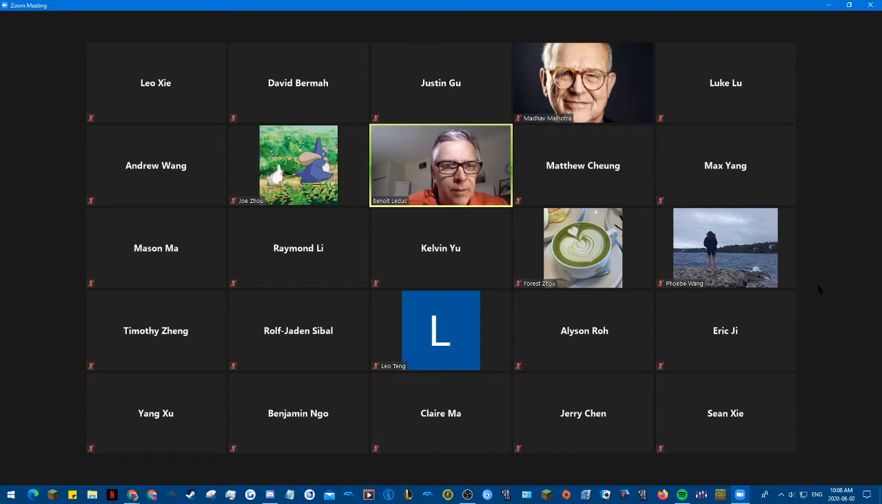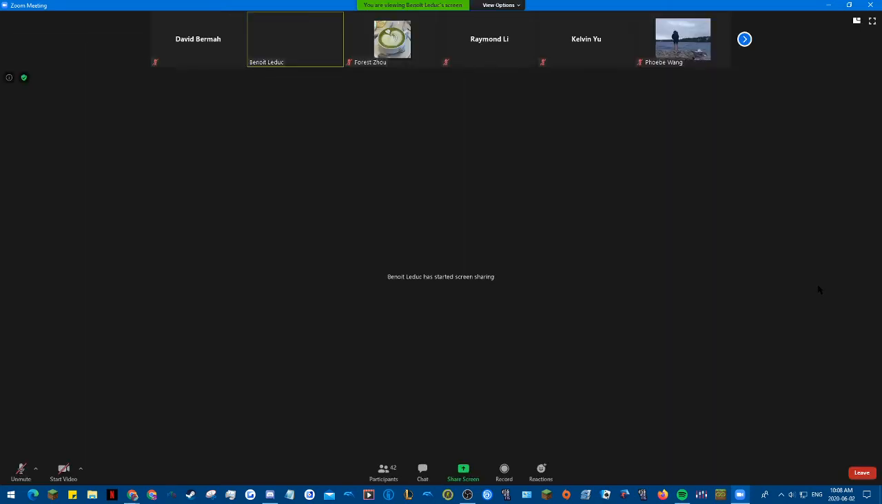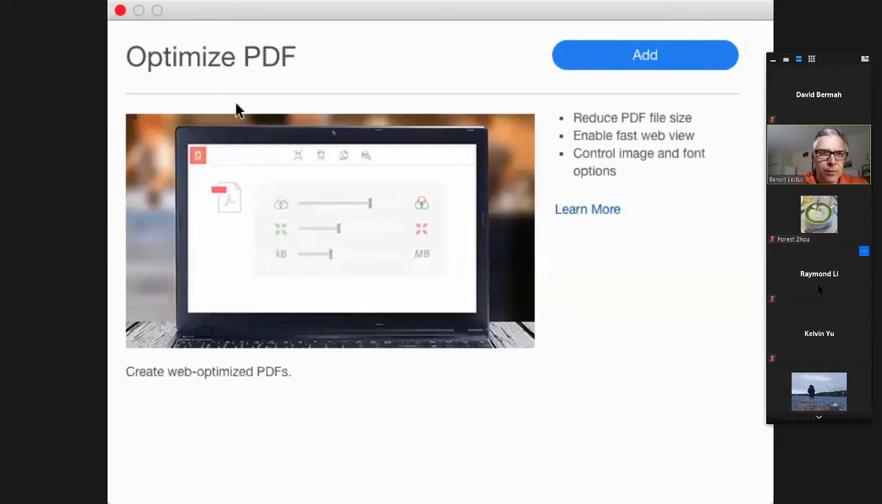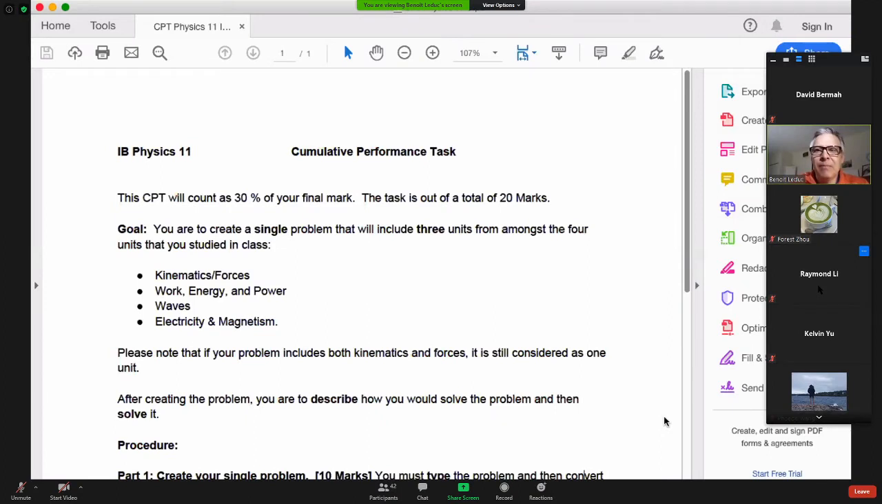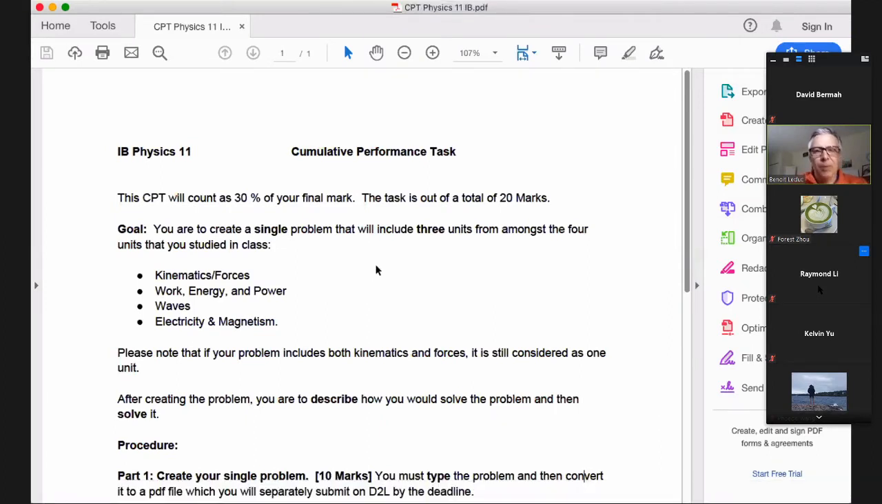All right. What is this? Optimize. No, they want me to buy stuff. I'm not going to. Okay, hold on a second. Let me do this again. Share screen. Very good. There we go. All right.